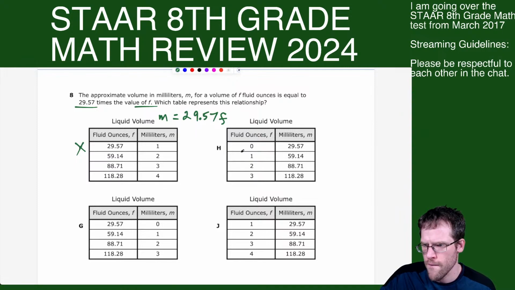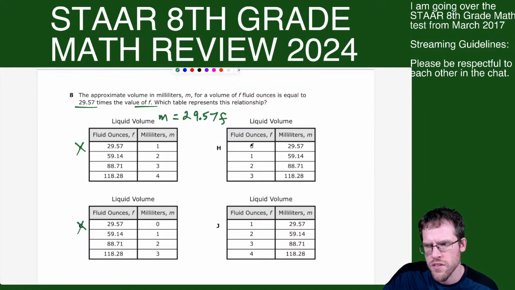So this one's out. And let's see, m is big in this one and this one. So those two are contenders. But let's see, g, same problem. M is small. If I do 29.57 times this, it's going to be a big number, not 0. So this is out.